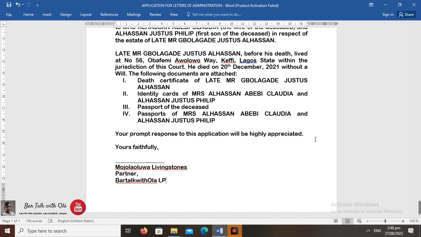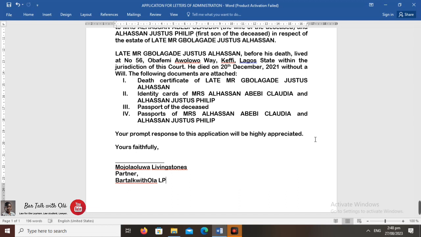3. Passport of the deceased. That's a photo passport now. Then passports of Mrs. Alasan Baby Claudia and Alasan Justus Philip. So I think they would normally ask for 2 passports of the deceased and then passports of Mrs. Abebi and Justus. Those are the intending administrators. Your prompt response to this application will be highly appreciated. And you close it with the closing salutation. You sign, put your name, your role, and your law firm.